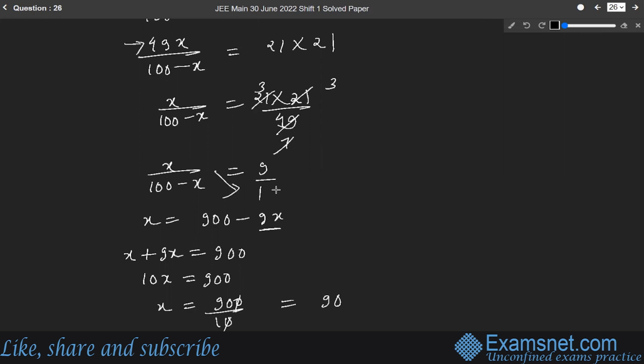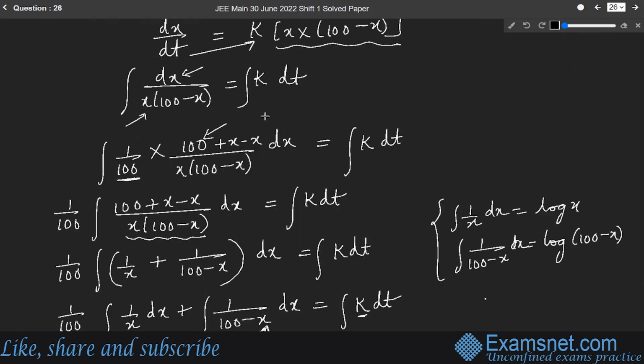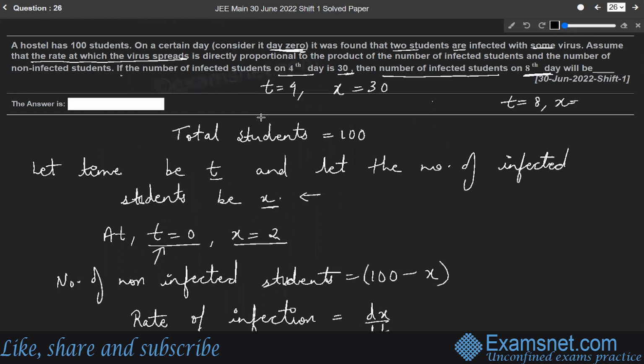What is x? x is the number of infected students when time is 8 days. Okay. So for this question, the correct answer is 90. We can say that when we have the 8th day, then the number of students infected is 90. So for this question, the correct answer is 90. I hope you are clear with this question. It is a little bit tricky, but it is very easy.